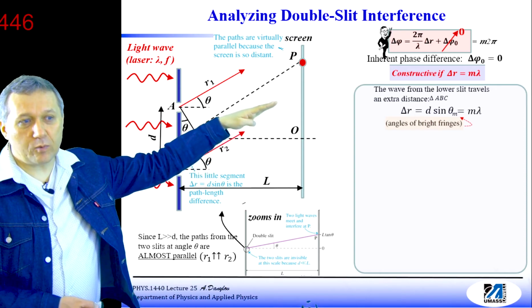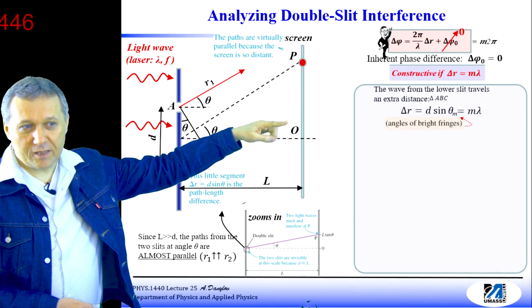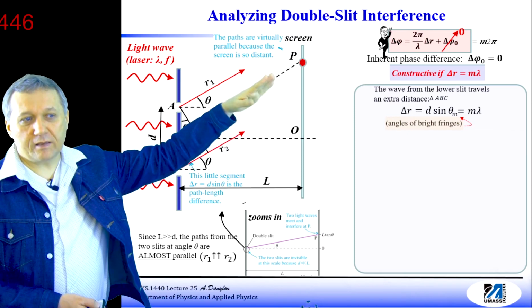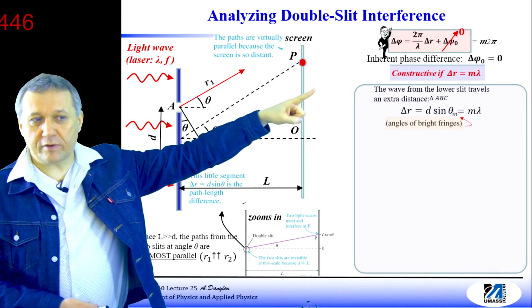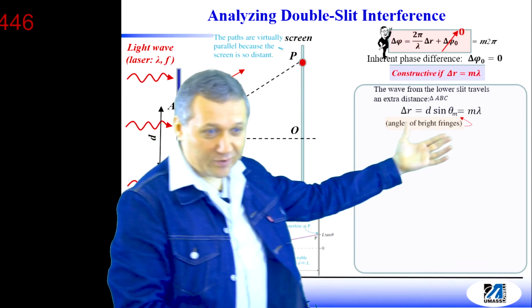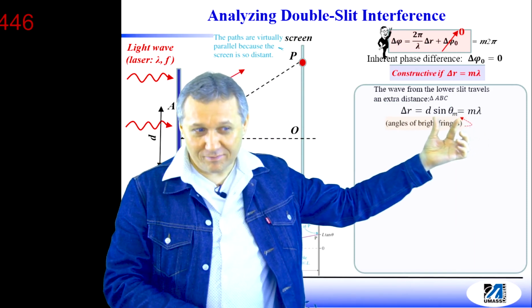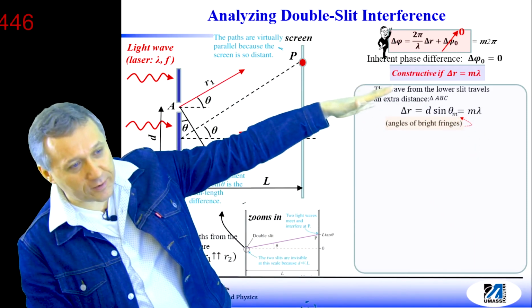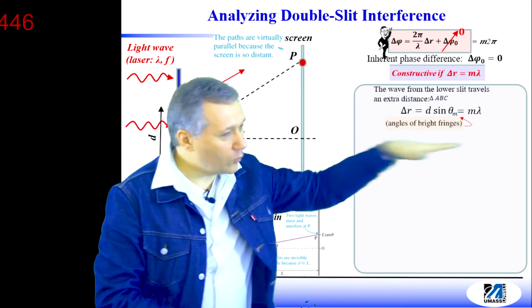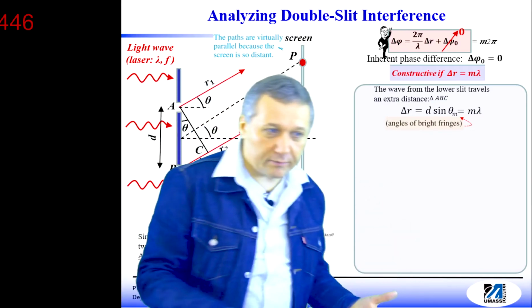Then at angle theta 1, somewhere over here, you're going to have bright spot number 1. Then at angle theta 2, you're going to have bright spot number 2. Then at angle theta 3, you're going to have bright spot number 3, and so on. So this equation allows us to find all angles theta m, which show us the directions to all those bright spots: zeroth one, first one, second one, third one, and so on and so forth. Pretty much the goal is achieved.